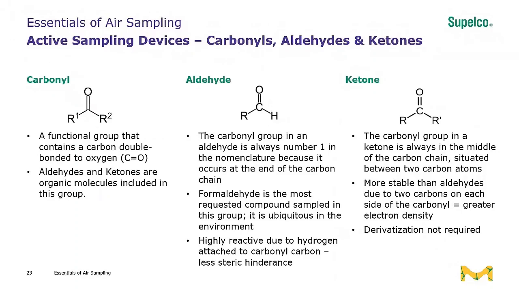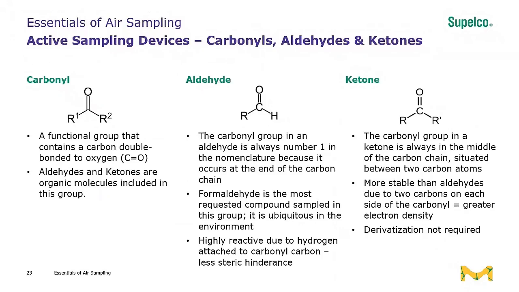Aldehydes are less hindered than ketones because the hydrogen atom is smaller than any other organic group. And the carbonyl carbon in the aldehydes generally has more partial positive charge than the ketones due to the electron donating nature of the alkyl group. Aldehydes only have one electron donor group, while the ketones have two.